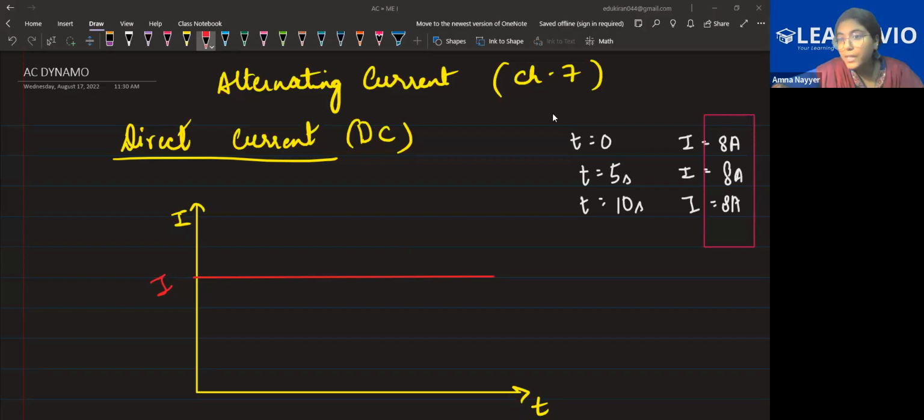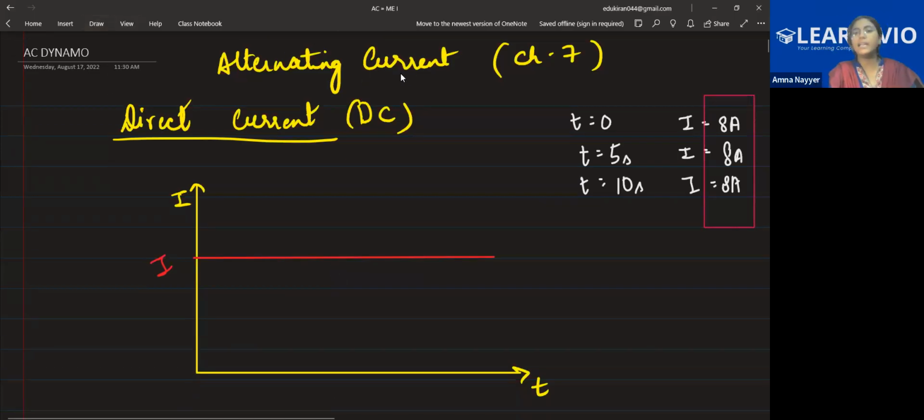So what is happening here? Current is not depending on any variable, not even time. So what can we say? What is direct current? When the value of current doesn't change with respect to anything, most importantly time. Now let's come to the next section.